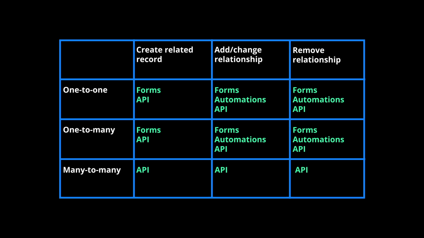And with that, I've basically covered what you need to know about using forms to create related records and add or change relationships between records. Next up is how to manage relationships using automation. Looking back at our chart of features here, you'll find that you can't currently create records using automation, or at least not without getting into some code using webhooks and the API. But you can add, change, and remove relationships using automations, and that can sometimes be useful.